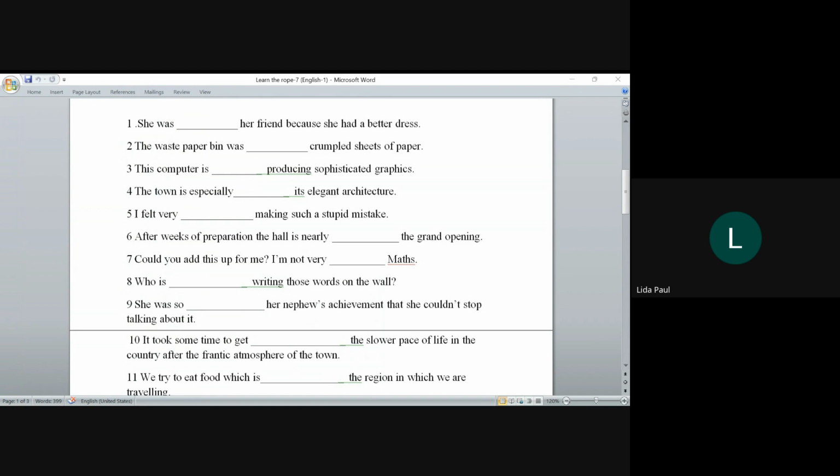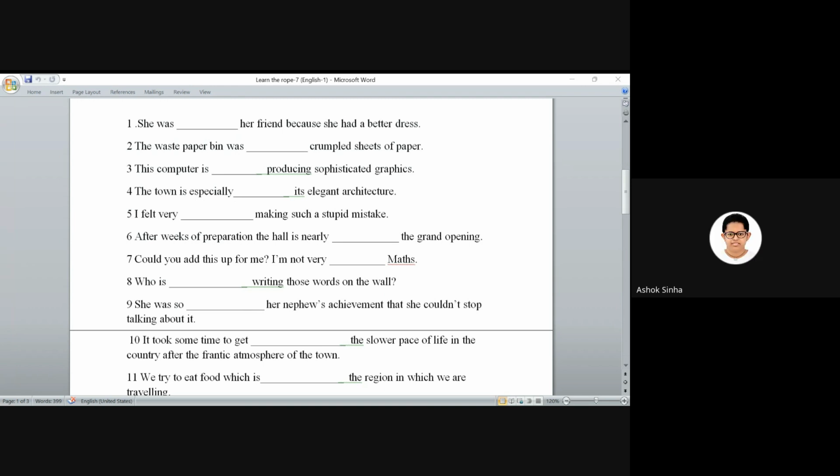Second one, the waste paper bin was dash crumpled sheets of paper. For people who have joined now, please refer to your chat box. There are options for both the combinations of adjective and prepositions that you're supposed to make. They're pasted in your chat. Please refer to them and come up with an answer. I would appreciate if you can turn on your mic and speak to me. The waste paper bin was dash crumpled sheets of paper.